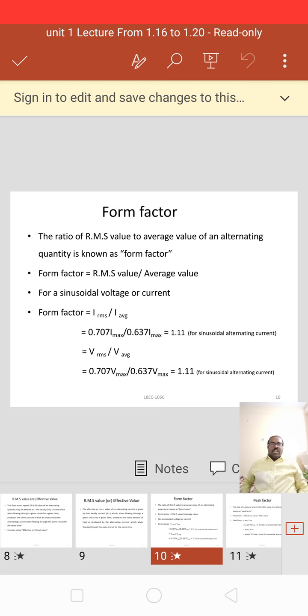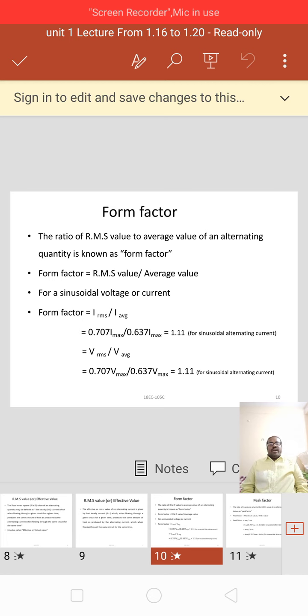Now the concept of form factor. The ratio of RMS value to the average value of an alternating quantity is known as form factor. Again repeating, the ratio of RMS value to average value of an alternating quantity is known as form factor. Simply, form factor equals the ratio of RMS value to the average value.